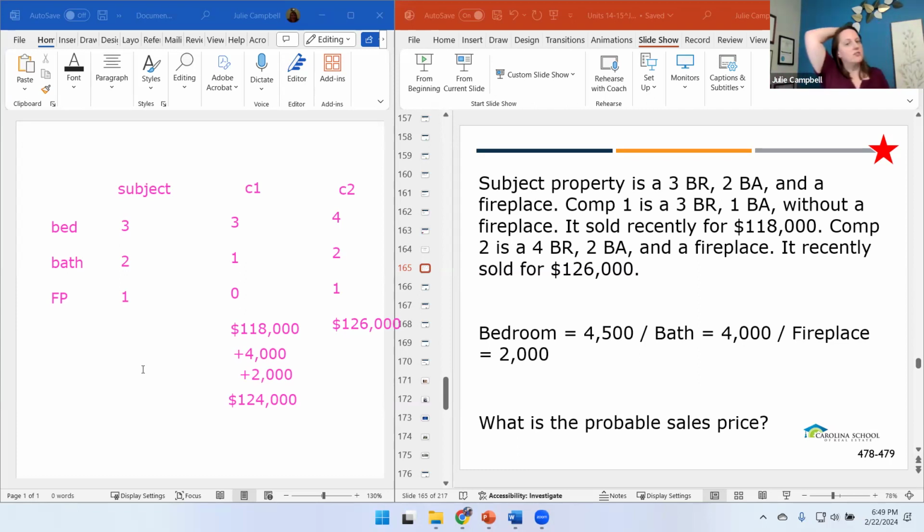Now, what I want you guys to do is do the same thing with comp 2. Study comp 2 as it relates to the subject and tell me in a private chat, go ahead and set your chats to private before you start working. Tell me in a private chat, what would the adjusted value of comp 2 be? The adjusted value of comp 2.